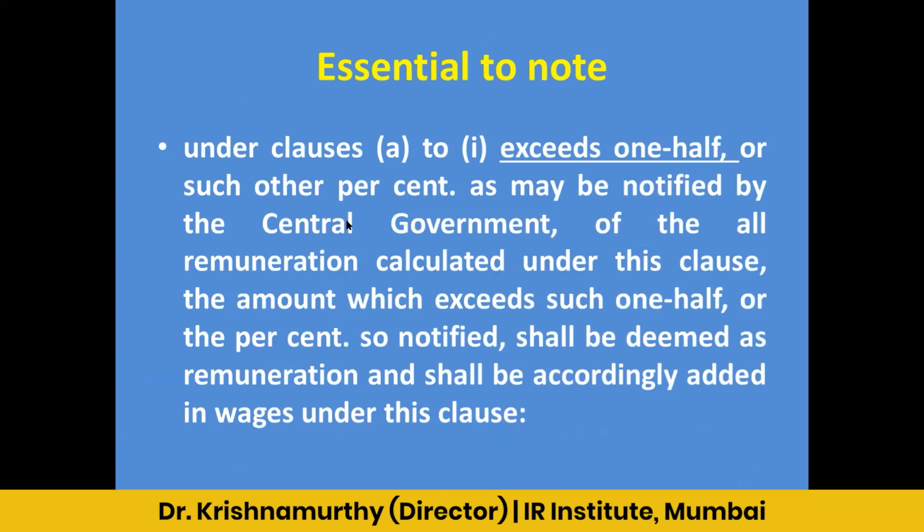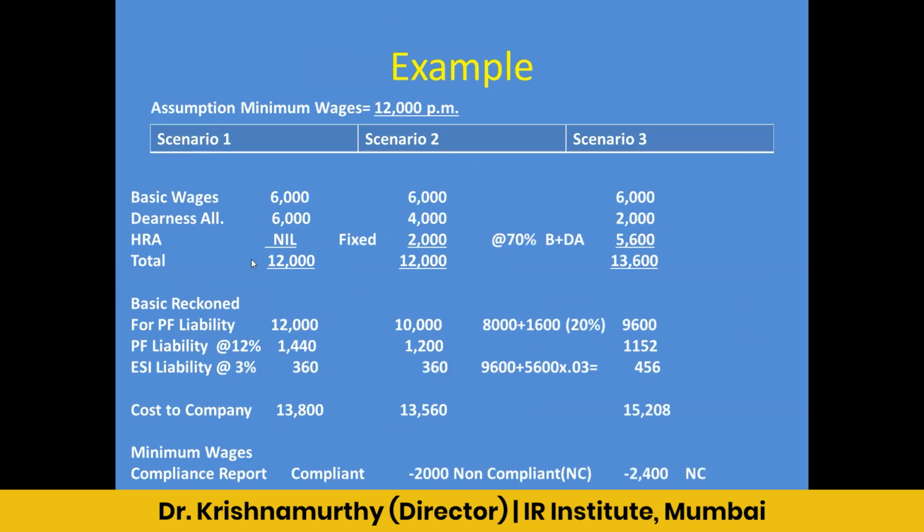So it is essential to note, under clauses A to I, exceeds 1/2 of such percentage as may be notified by the central government. So this 1/2 can be modified by the government at a subsequent stage, and they have reserved this right in the act itself. So there is no need for a separate legislative initiative. It is an administrative act that they can do. Okay. Now I have given a very simple scenario for you to understand that earlier the employer was giving a lot of allowances. Now today you will be required to switch over to what the government has declared as wages.